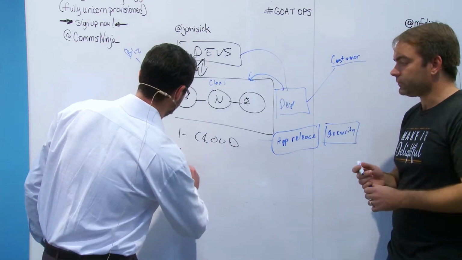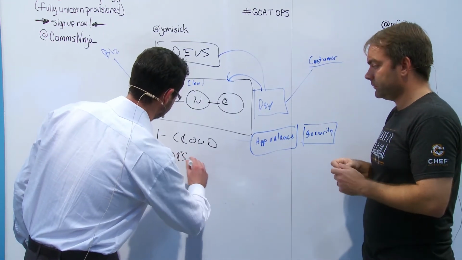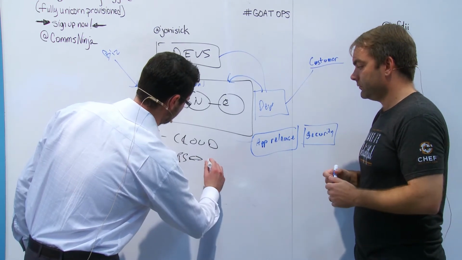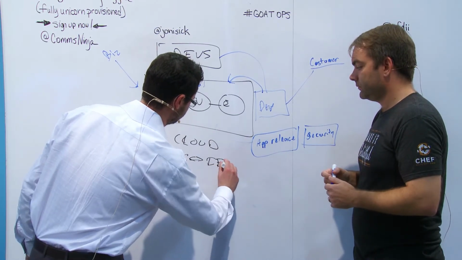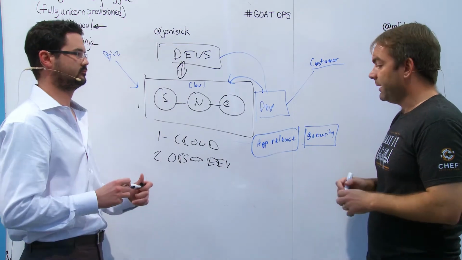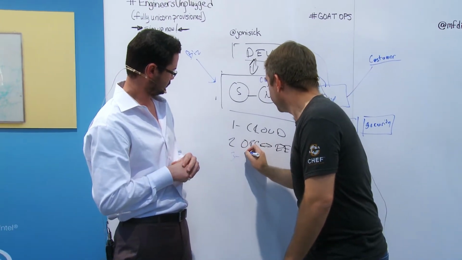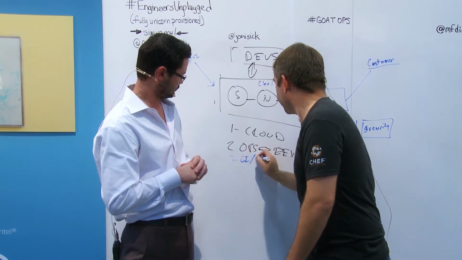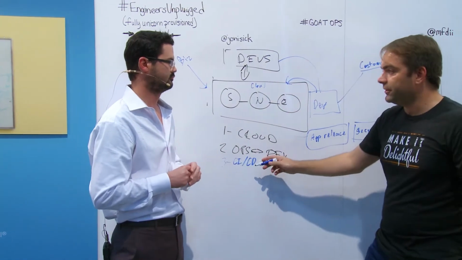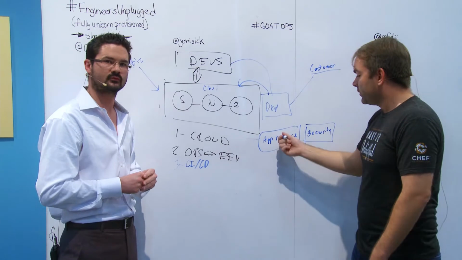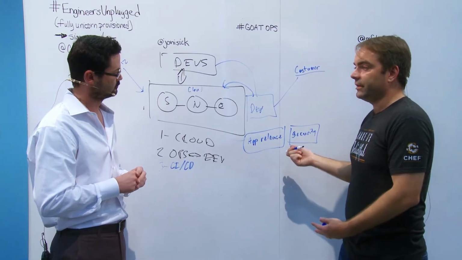So step 2 is an ops feedback loop to dev. Yes. And I would say step 3 is working towards a model of what's called CI or CD, continuous integration and continuous delivery, which falls underneath the application release side of the house.